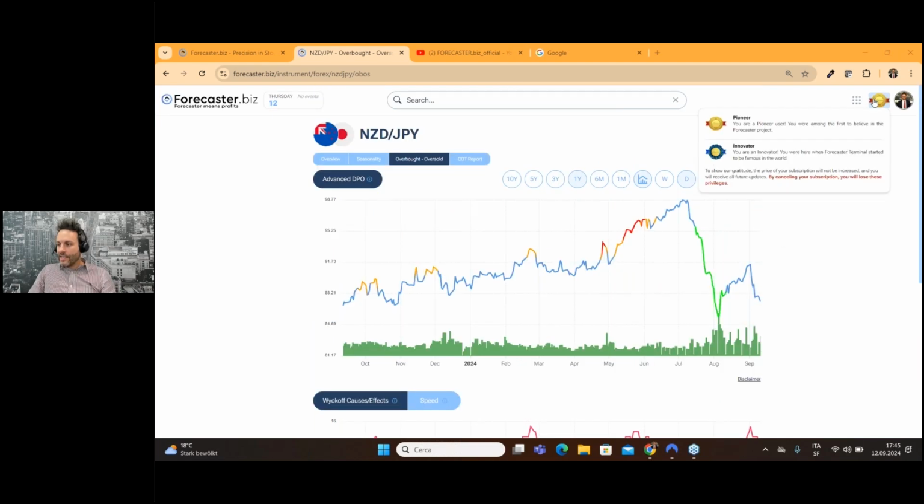Of course, I have Leandro, the innovator badge, but do I also have the pioneer one? I have both.